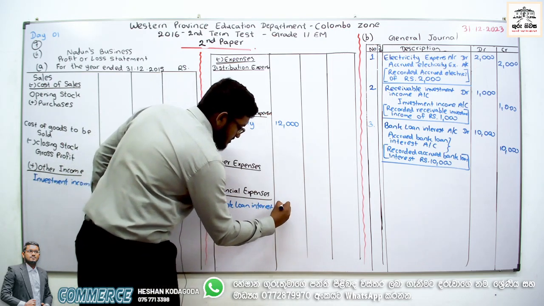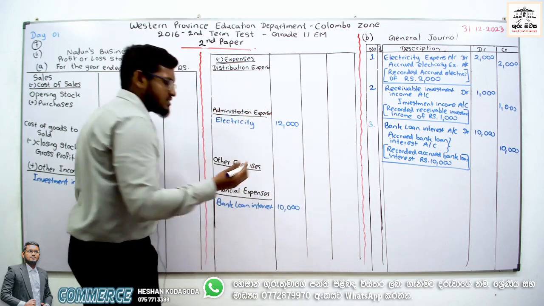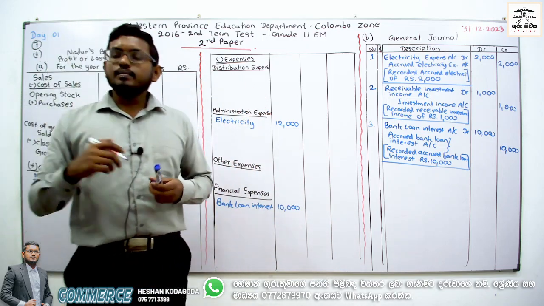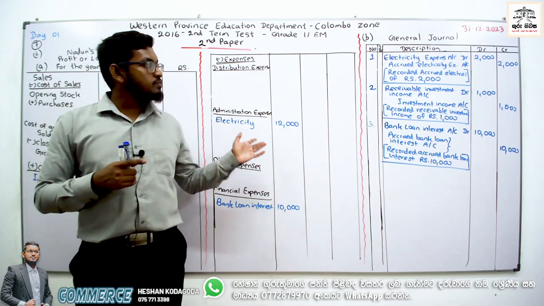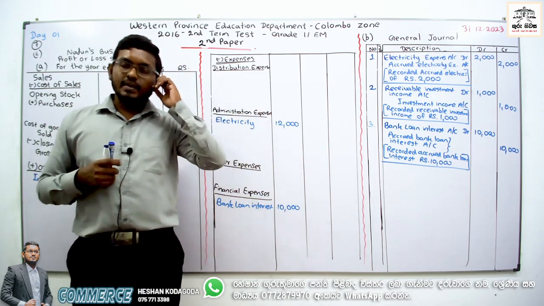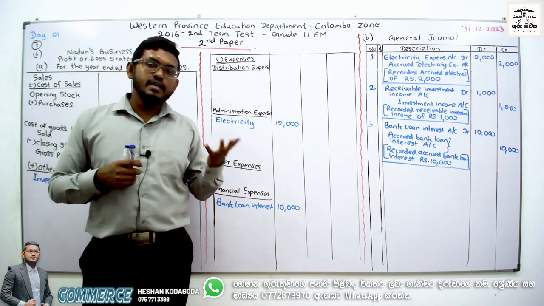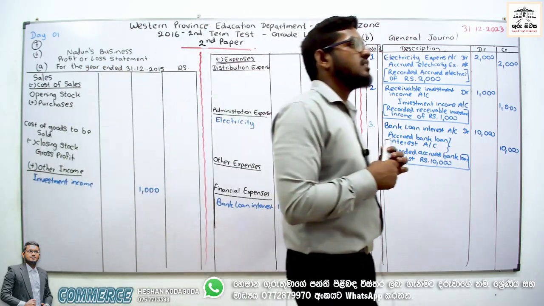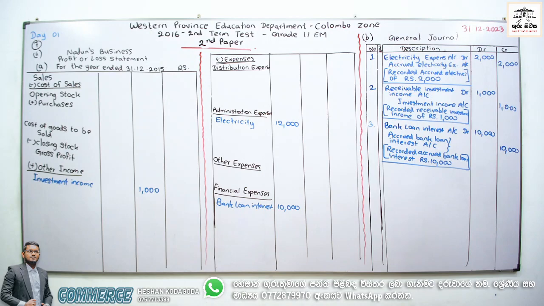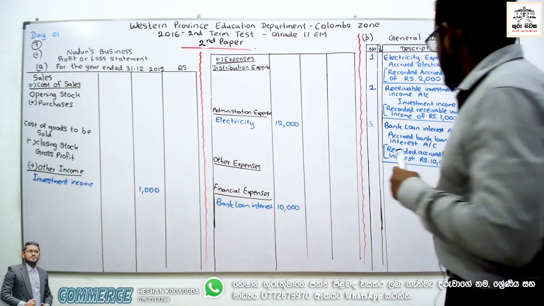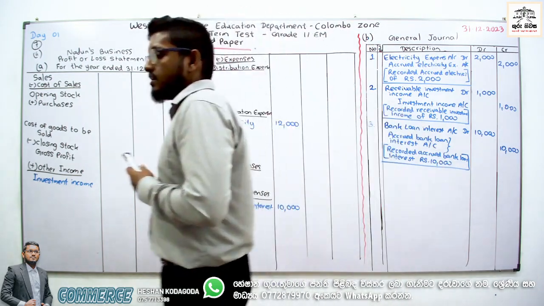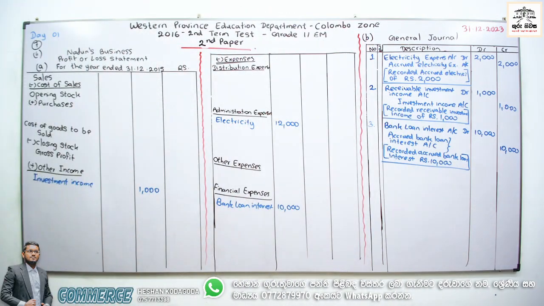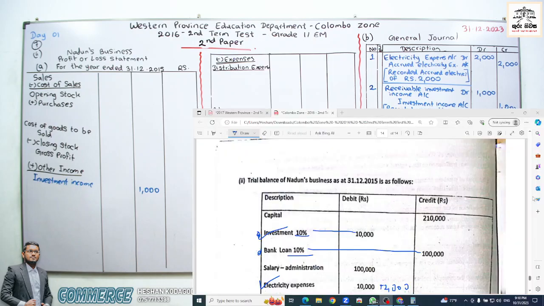I think this example, this calculation, is somewhat different to your previous ones. Why? In previous ones, you needed to prepare both SOFP and P&L. Here, we need to prepare only P&L and journal entry. You need to write this accrued bank loan interest account under current liability.